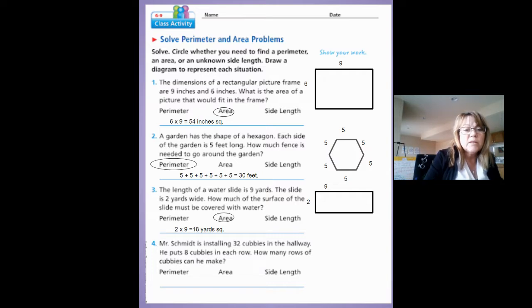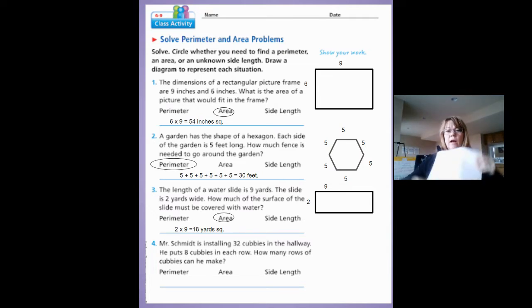All right, Mr. Schmidt is installing 32 cubbies in the hallway. He puts 8 cubbies in each row. How many rows of cubbies can he make? So how many 8s will make 32? Well, first of all, we don't know how many on this part. We know how many going this way, 8 across, but how many down? So that would be looking for a side length.